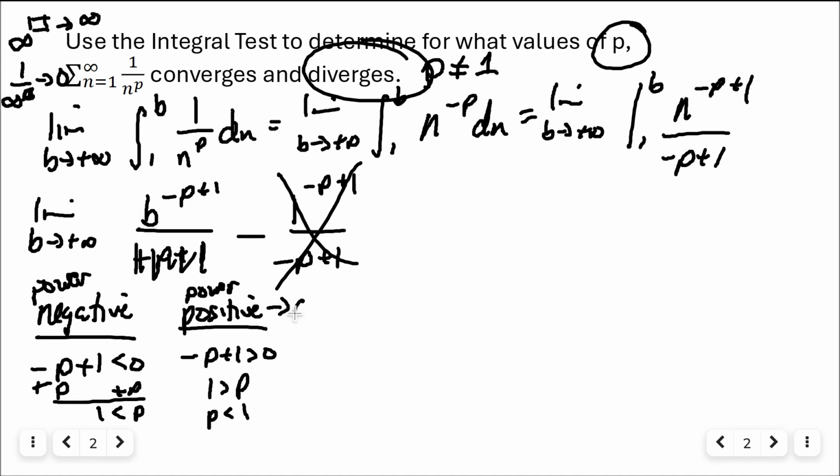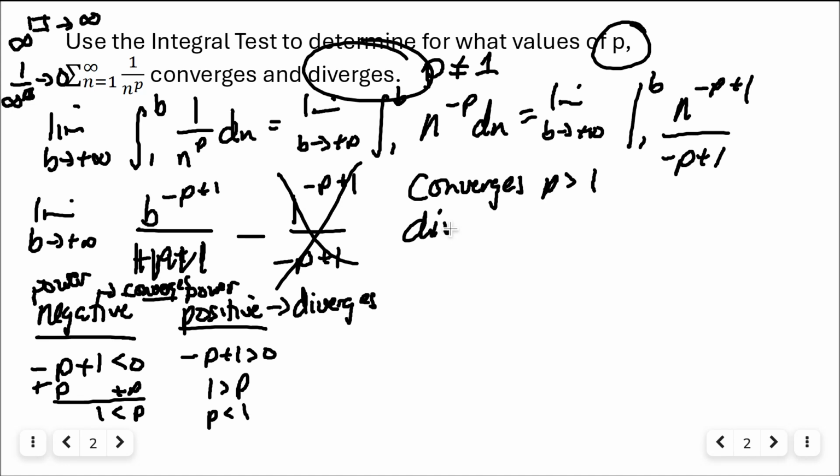Okay? So when the power ends up positive, it diverges. When the power ends up negative, it converges. All right? And again, same thing here. For p to be greater than 1, if p is 3, negative 3 plus 1 is negative 2. But that means b to the negative 2 ends up on the bottom in the denominator. So that's b squared on the bottom. So that's infinity squared. But in the denominator, 1 over infinity squared goes to 0. And this is a number, so the thing would converge. Okay, so far, we're doing pretty good. We know it converges if p is greater than 1. It diverges if p is less than 1.